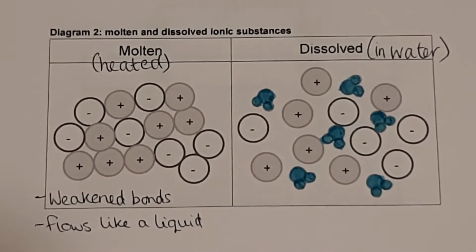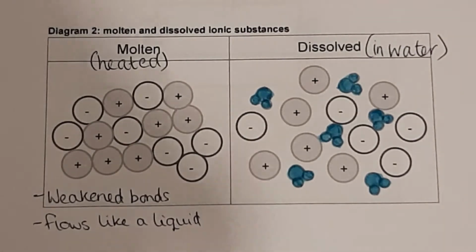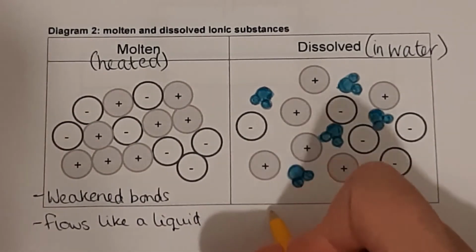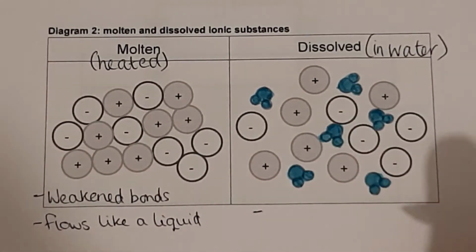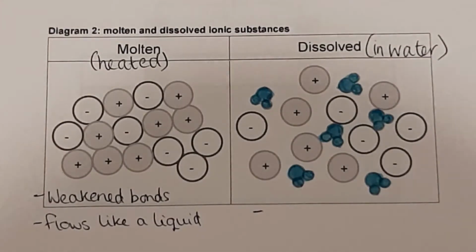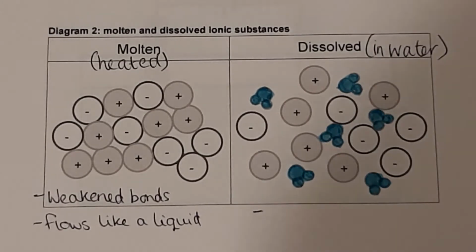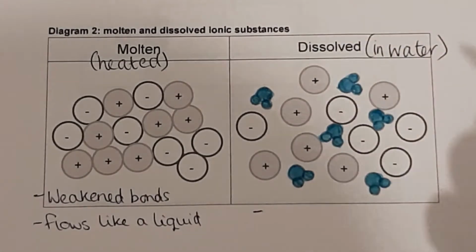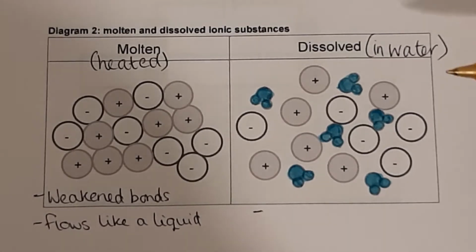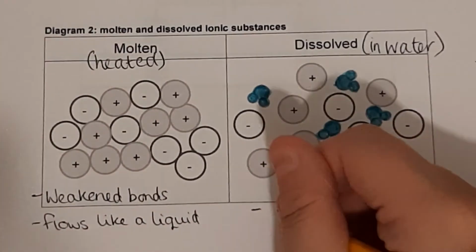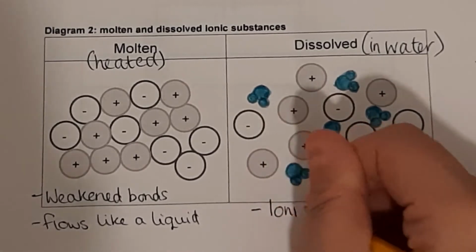Okay, so please make these notes as well. Now for our dissolved in water example, we've got the ionic bonds have been broken fully, okay, and so they are free to be separated later on by electrolysis. So the ions have been fully separated by the polar charges on the water. So first of all, the ionic bonds have been broken.